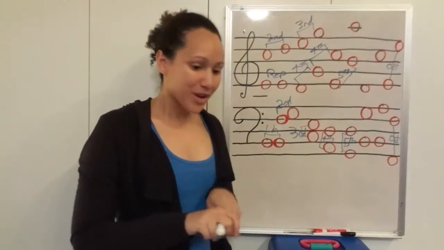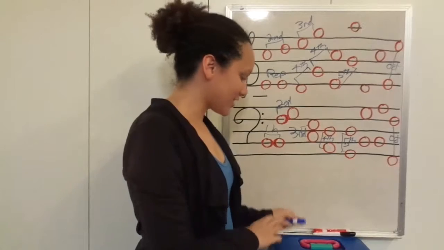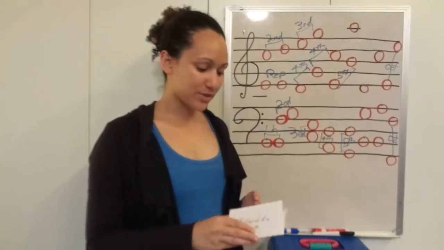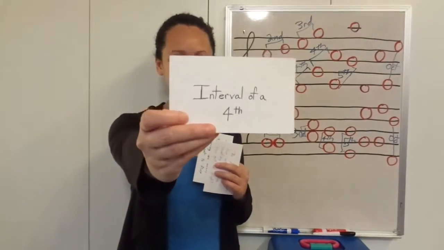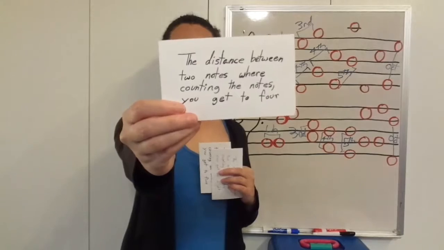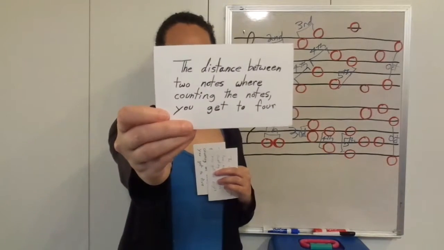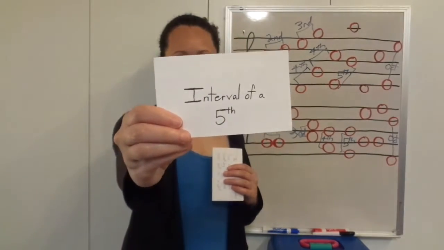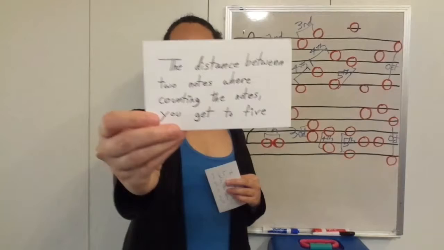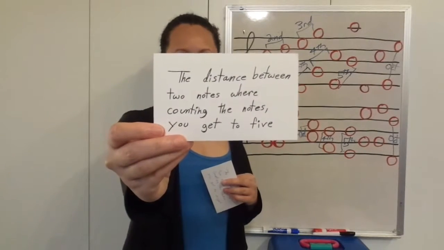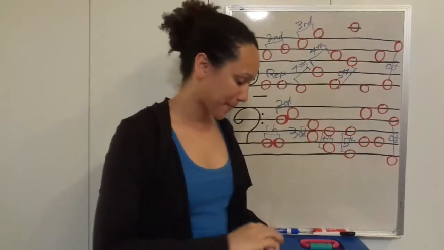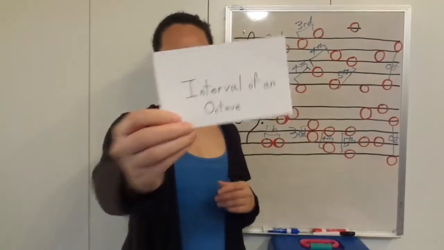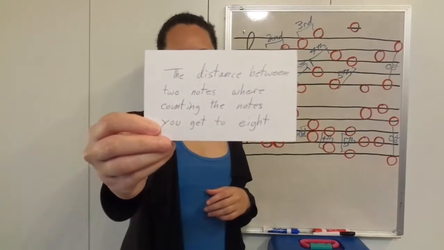Okay, let's take out the flashcards. Here we have a fourth, the interval of a fourth. The distance between two notes, we're counting, you come up to 4. And you have a fifth. The distance between two notes, we're counting, you come up to 5. And finally, the octave. And you go all the way to 8.